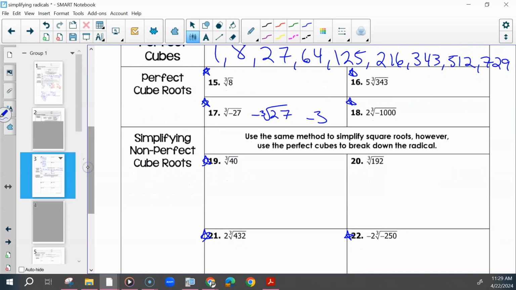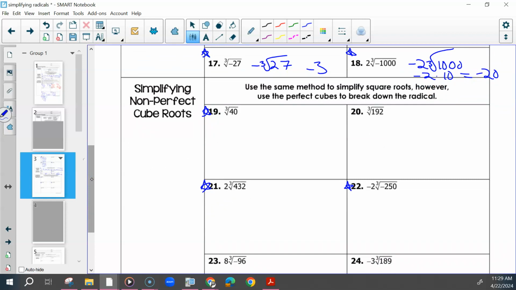So for question 18, would you put the negative still on the cube root or on the 2? On the 2, because she took out the negative value. And then the cube root of 1,000 is 10, so that would be negative 20. If I put into the calculator 2 times the cube root of negative 1,000, I would still get negative 20.